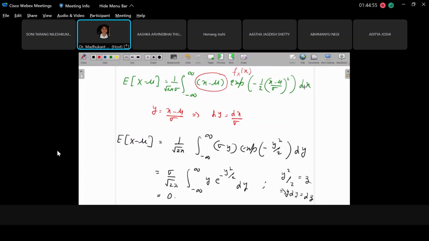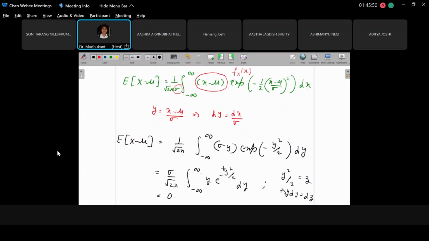Now dx also should be replaced. dx is sigma times dy, or dy is dx by sigma. So this sigma can be taken here, and dx by sigma can be replaced by dy. Now x minus mu by sigma is y, so this is e to the power minus y square by 2. Now x minus mu is sigma y, and this sigma is already adjusted here. dx by sigma is dy, with 1 upon root 2 pi. Now sigma comes out: sigma by square root of 2 pi, integration from minus infinity to infinity of y times e to the power minus y square by 2 dy.